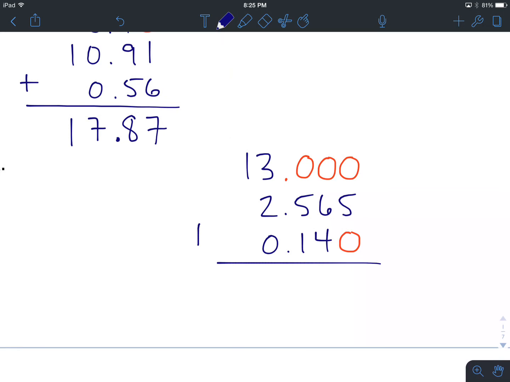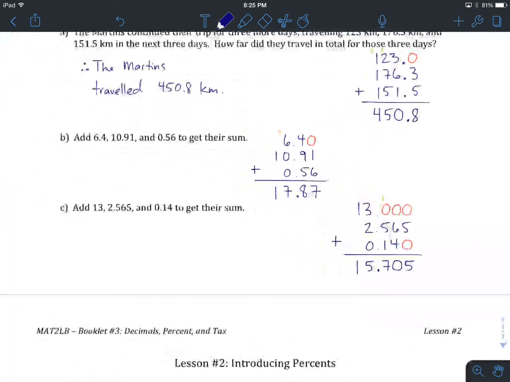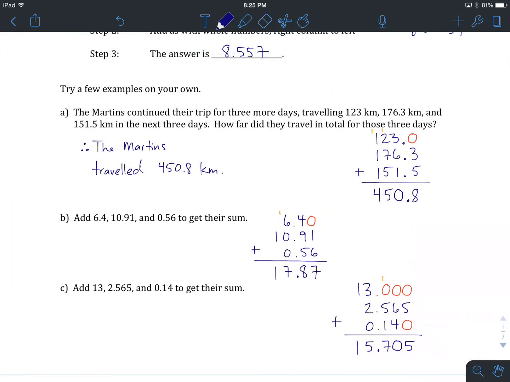We're going to be adding, and let's start with the rightmost column. It will give us 0 plus 5 plus 0 is 5. 0 plus 6 plus 4 is going to be 10. We are going to carry that 1 to the tenths column. From here, we are going to add 1 and 5 is 6, and another 1 is 7. There's our decimal. 3 plus 2 is 5, and 1 gives us 15.705. So that is the end of our first lesson.